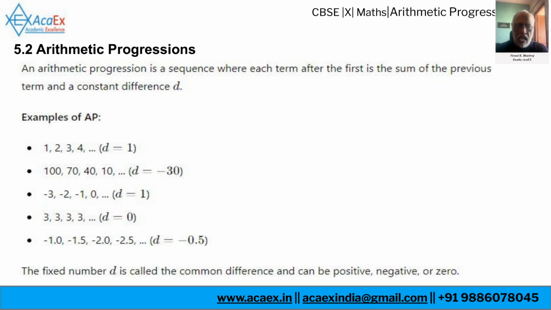Arithmetic progressions, AP. An arithmetic progression is a sequence of numbers where each term after the first is found by adding a constant number to the term before it. This constant number is called the common difference, represented by d. Here are some examples of APs: 1, 2, 3, 4, and so on, where the common difference is 1; 100, 70, 40, 10, and so on, where the common difference is negative 30; 3, 3, 3, 3, and so on, where the common difference is 0. The common difference d can be a positive number, a negative number, or 0.